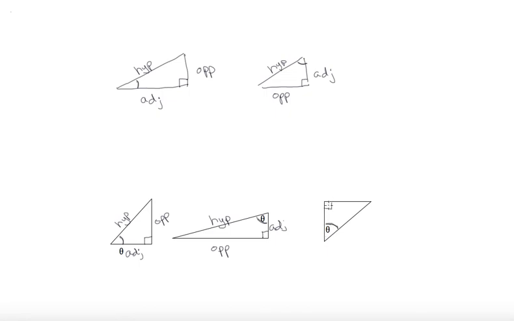And for a third triangle, here we have our angle. This is our right angle, so the side over here is the hypotenuse. The side that makes the angle with the hypotenuse is the adjacent, and then the third one that's not touching the angle is the opposite. And that's how we label our angles.